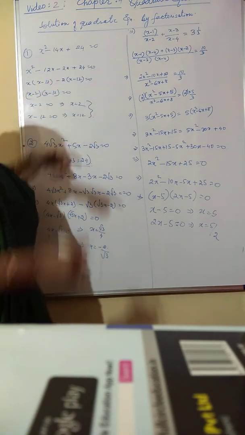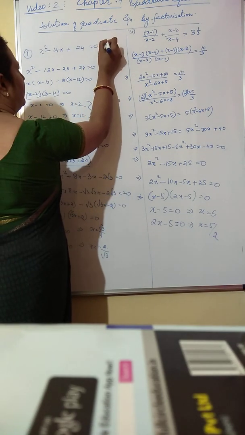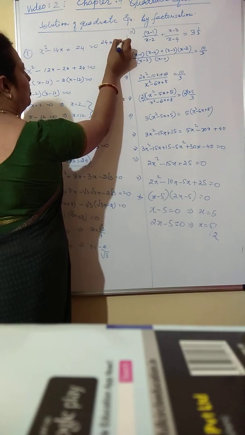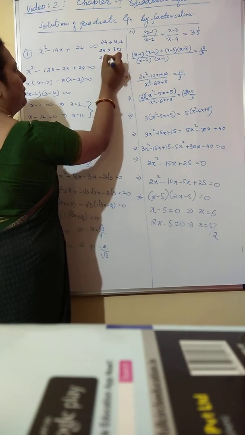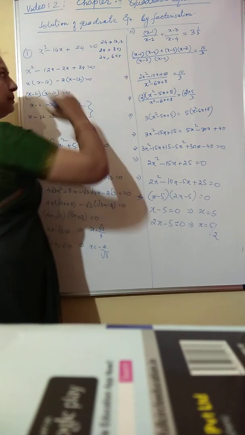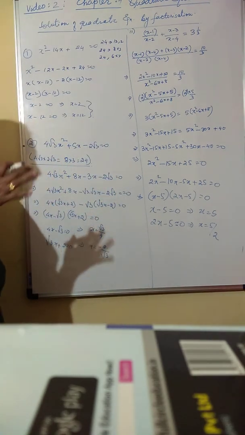Now if you see 24, let me quickly give you the factors of 24. The factors are 12 and 2, 8 and 3, and 6 into 4. And I don't think you get any other factor.